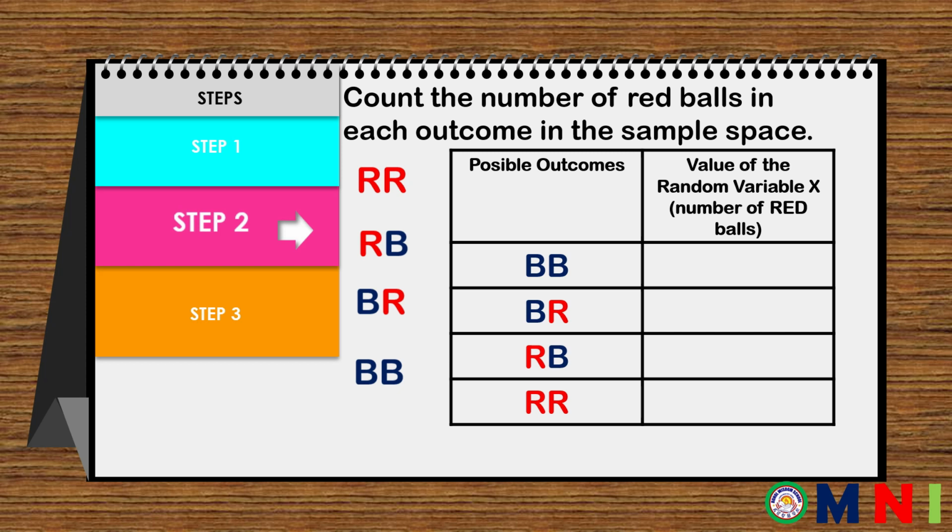If the possible outcome is BB, we have 0 as the value of the random variable because there are no red balls. If the possible outcome is BR, we have 1 as the value of the random variable x because there's 1 red ball. The next possible outcome, which is RB, we still have 1 because there's only 1 red ball. And in the last possible outcome, which is red-red or RR, we have 2 as the value of the random variable, which denotes that there are 2 red balls in the possible outcome.